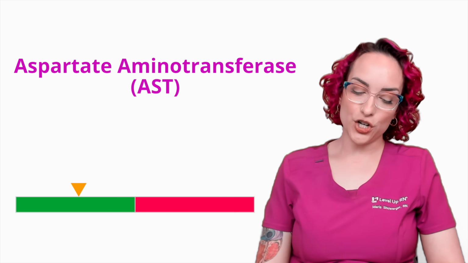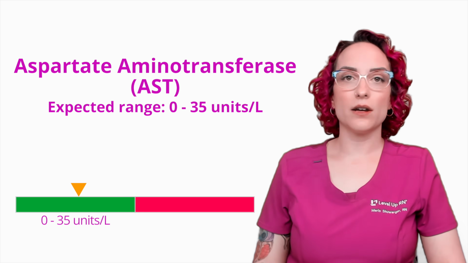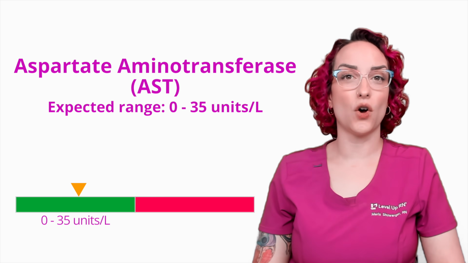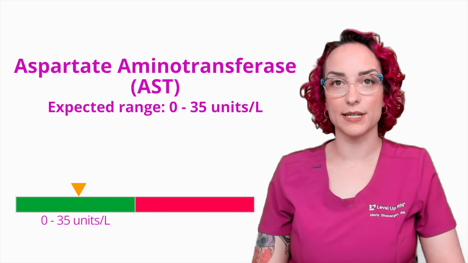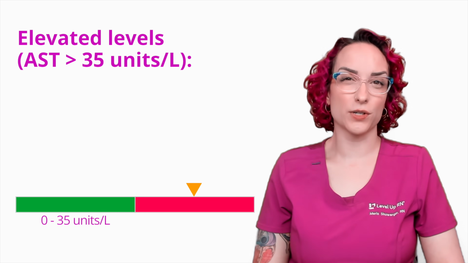So the expected range here is going to be 0 to 35 units per liter. So again, we're expecting to be on the low end of things. I don't expect to see a whole lot of this building up in my patient's system. Now, what if they come to me with an elevated AST level? What are some possible causes?